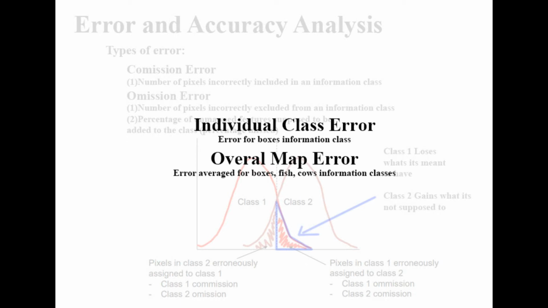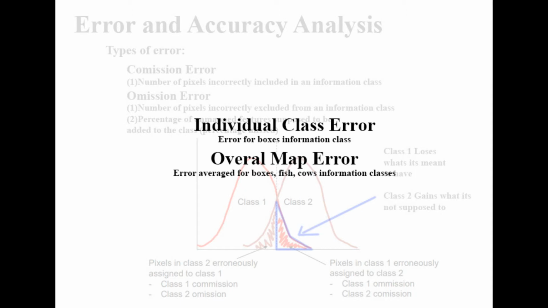It might help if I first talk about the overall map error. Well, the overall map error is the average for the different class information. The different information classes, sorry. So if I have a bunch of information classes, say if I have a map and I have trees and buildings, the individual class error is the error just for the trees layer, just the information class, just that one class, that one group of similar features, trees.